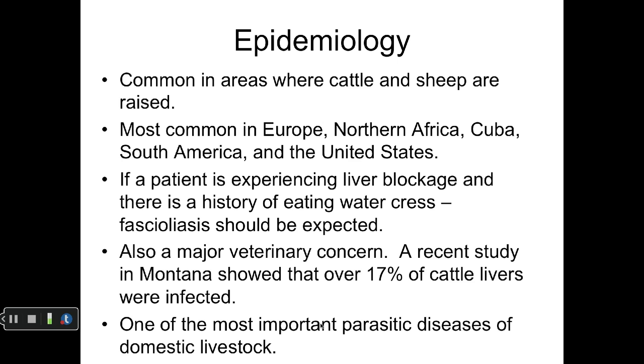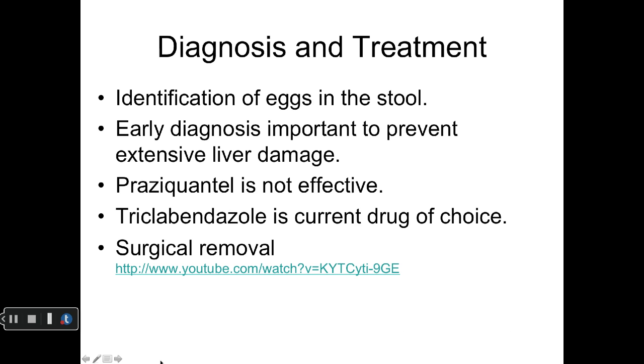Now, fascioliasis is also of a big veterinary concern, and like I said, it can result in economic losses and a failure to thrive in animals that are infected, in addition to pretty extensive liver damage to these animals. And a fairly recent study in Montana actually showed that 70% of cattle livers were infected with this parasite. So it is still fairly common, even in the U.S.